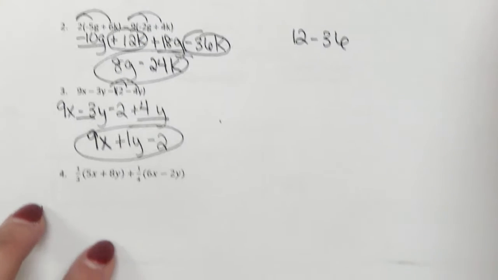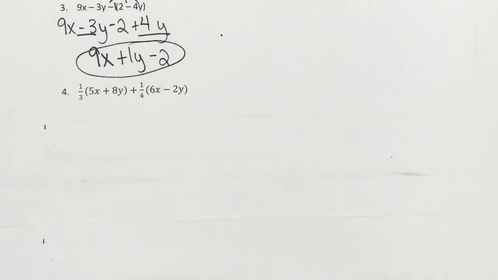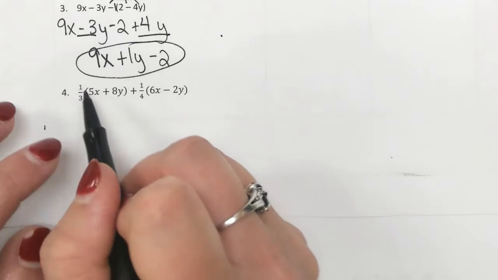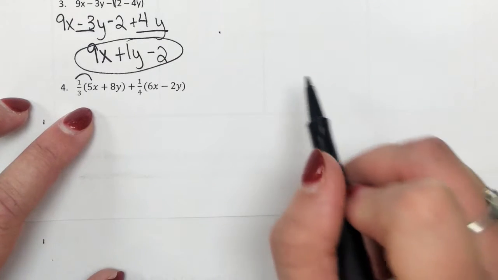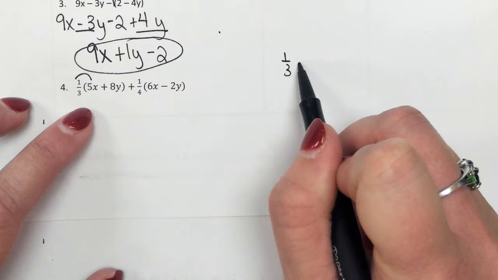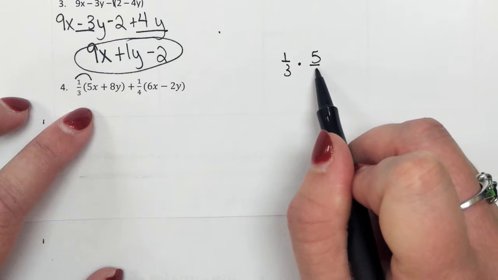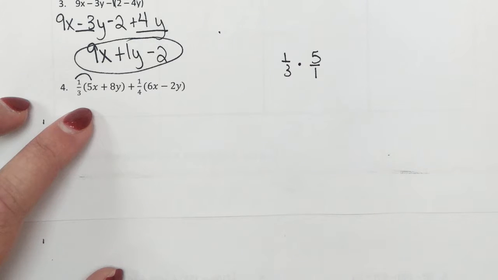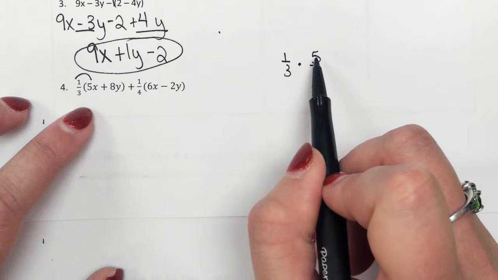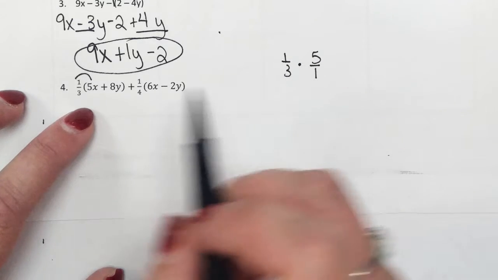Let's try to get through number 4 pretty quick. Here we go. How do you make any number a fraction? What do you do to a number? Divided by what? What number? 1. Very good. Okay, so I'm going to distribute. I have 1/3 times 5. And how did I make that 5 a fraction again? Put a 1 under it. Very good. So multiply. What would you get? 5 over 3x.